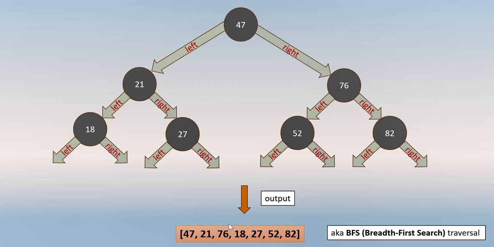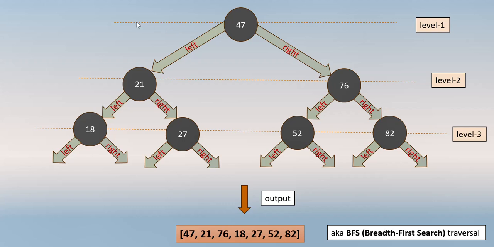The output is nothing but a list consisting of these values. If you see here, this is the first level, this is the second level, and this is the third level. The first level node value will come first, so 47 we can see here as the first value. Then coming to the second level, starting from left to right, the values will be appended, so 21, 76. This is what we can see as the second and third element. Now coming to the third level, starting from left to right: 18, 27, 52, 82.